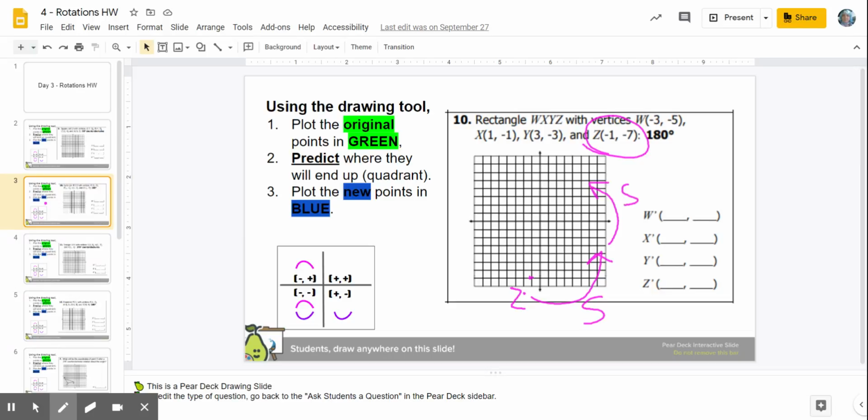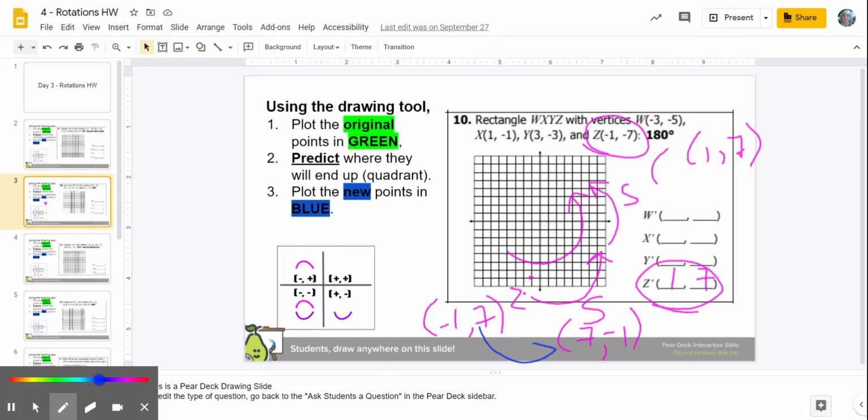That's another switch. So if I switch them, Z was -1, -7. Now it's going to be 7, 1, but it's going to be +7, -1. And then it's going to switch one more time. So if I go all the way 180 degrees, it's going to be 1, 7. So Z is 1, 7. Every time you rotate 90 degrees, these two numbers switch places.